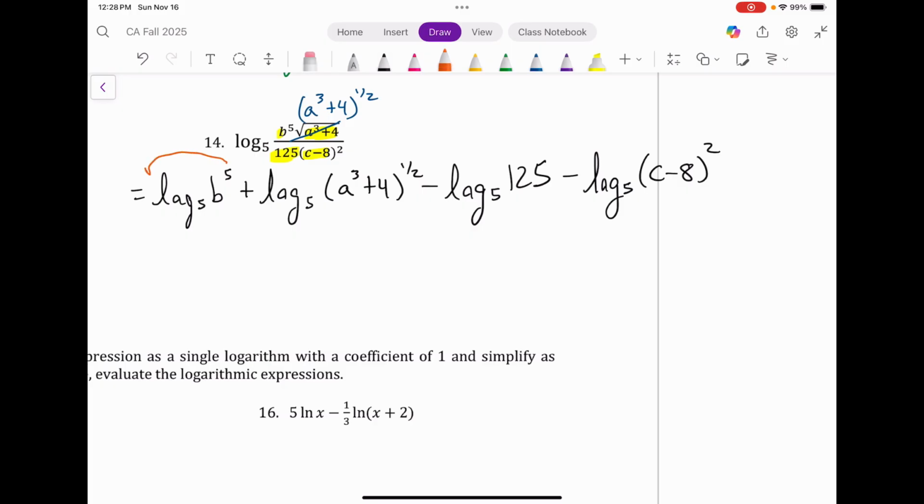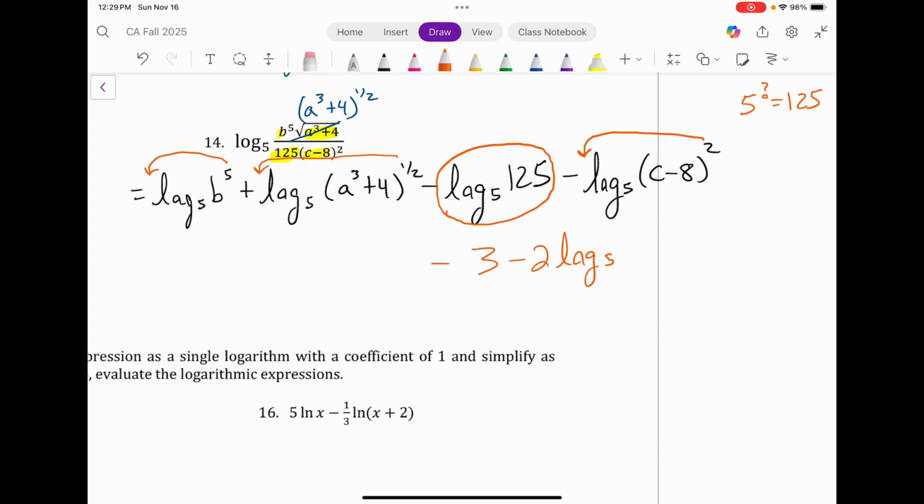Okay, and then what can we do? We can move all these exponents to the front of their logs. And this log right here with just numbers in the base and the argument is saying 5 raised to what power gets you 125. Again, feel free to put it in a calculator if you're not comfortable knowing that exponent, but it is 3. 5 to the 3rd power gets you 125. So we can just change that to be minus 3. And then simplify the rest by moving all the powers to the front.